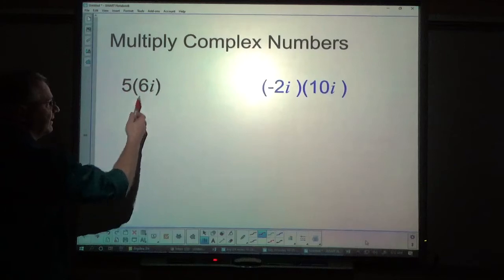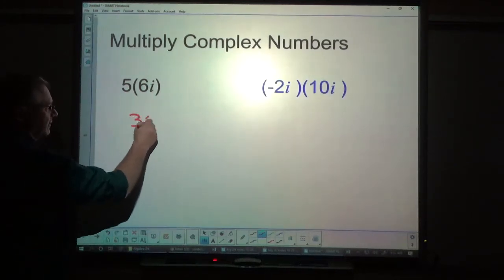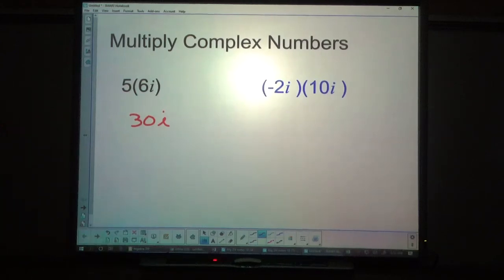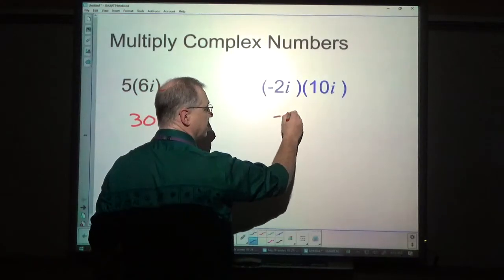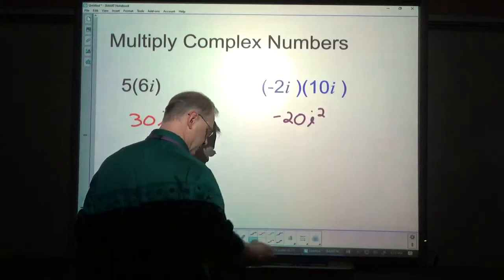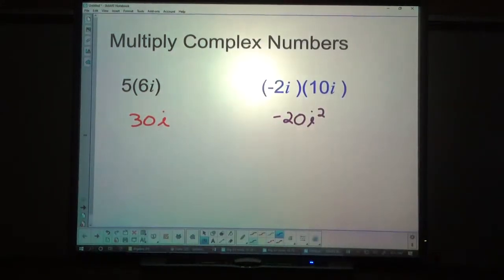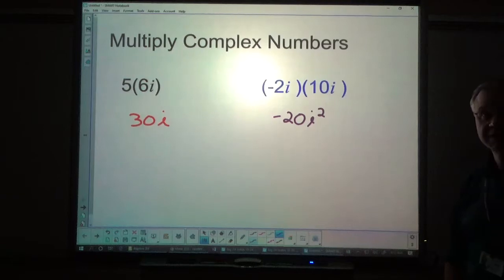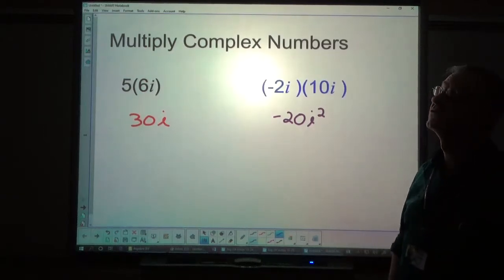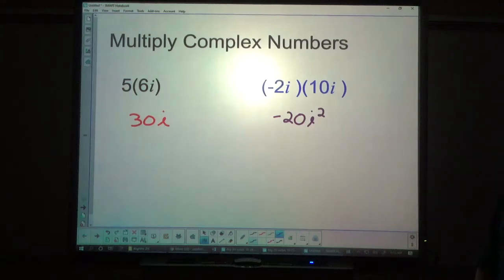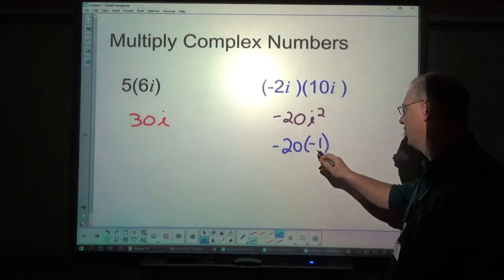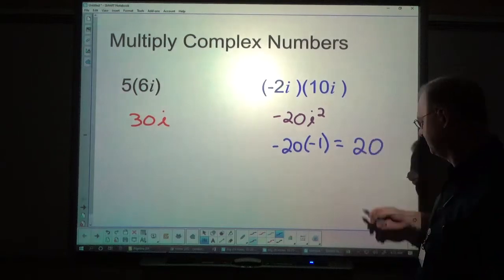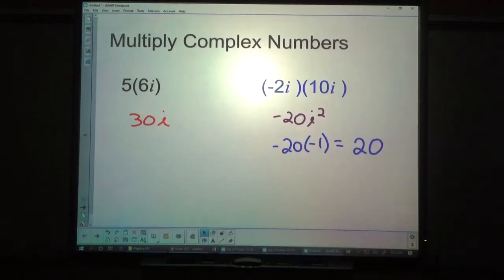Now, if this were any other variable, we would just multiply and get 30i. And that's what you're going to do here. In this next example, we are going to multiply negative 2 times 10 is negative 20. i times i is i squared. Well, that's wonderful, except one of the things we noticed in our previous work with the square root of a negative 1 is that i squared can be replaced with negative 1. So this is negative 20 times negative 1, and that's just 20. And there is your answer in that example.